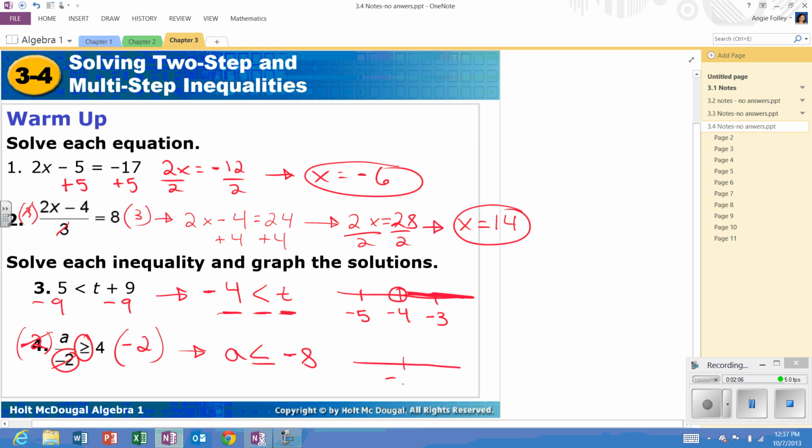So now I'm going to graph this. And at negative 8, I'm going to do a closed circle since it's a less than or equal sign. It says a is less than or equal to negative 8. So it's everything to the left.